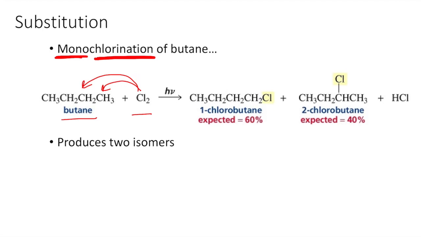We're going to end up with one chlorobutane, which is attached to chlorine on carbon number one. We're also going to get two chlorobutane. Now, the reason we don't get three chlorobutane is because three chlorobutane would be exactly the same as two chlorobutane. There's also going to be hydrochloric acid, don't forget about that. So this particular example produces two isomers, but you can see where it might produce a lot more than that.